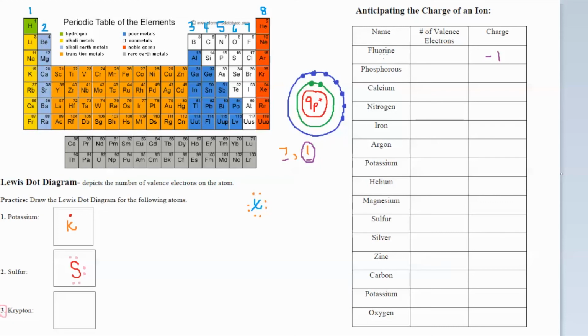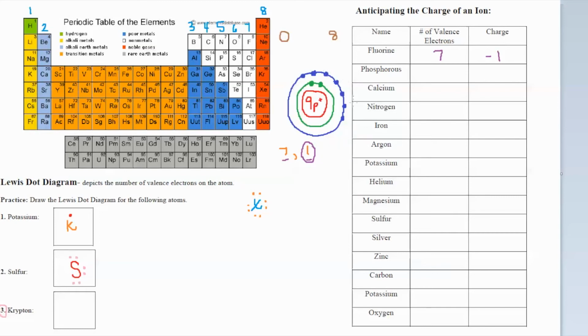You should say, okay, I've got fluorine. It's right here. It's got 7 valence electrons. Now, the goal of any element, when it becomes an ion, is that it is either going to end up with 0 valence electrons, because if you think about it, it could lose all of these 7 to get 0, technically, or it wants 8 valence electrons, just to gain 1.